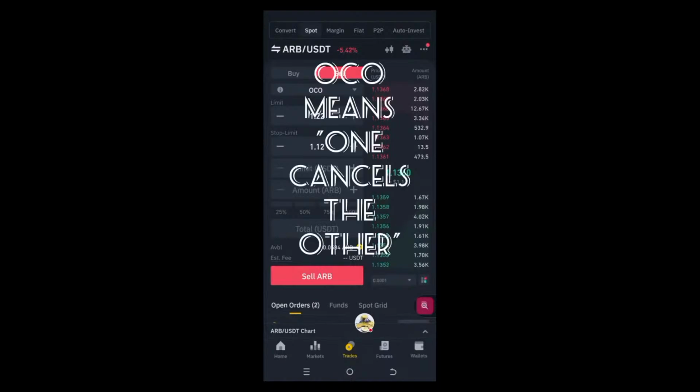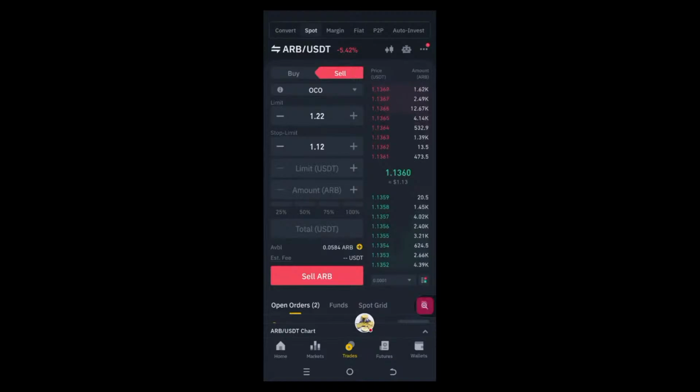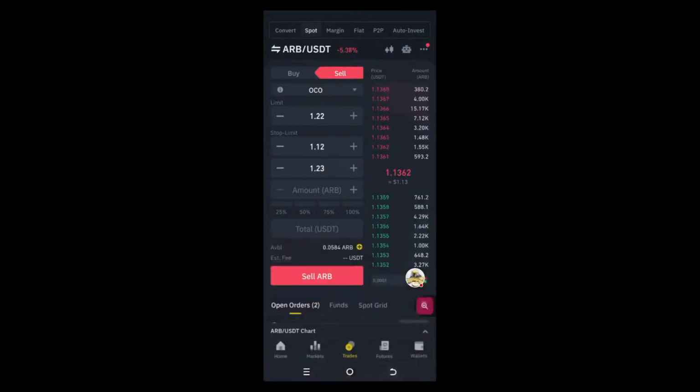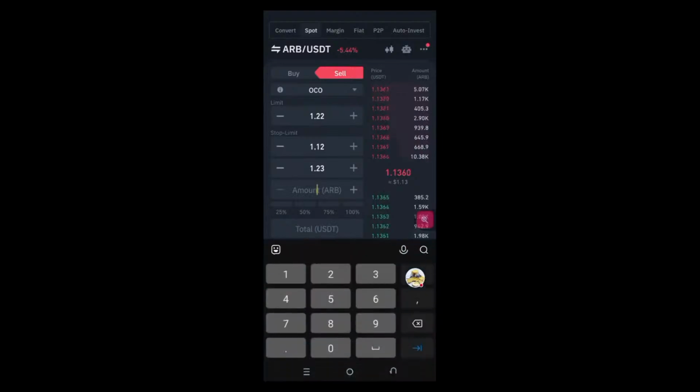This is OCO. OCO means one cancels the other, right? One cancels the other. Try and understand that. So you're going to put all of this, your limit price and all of those things. So the price is currently that, and you put your limit price here. Maybe you want it to be 1.23, right? Do you understand that? So now you have 3 prices, and then you have the amount of ARB that you have, and then you pick whether it's 100% or whatever. Don't forget that's currently in the trade.